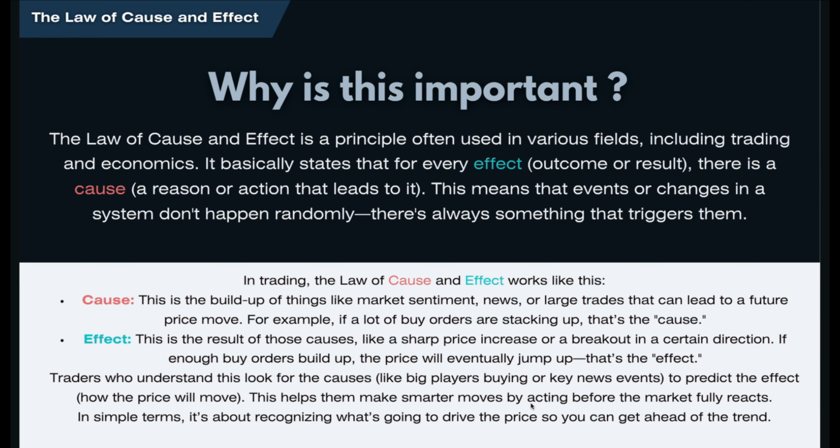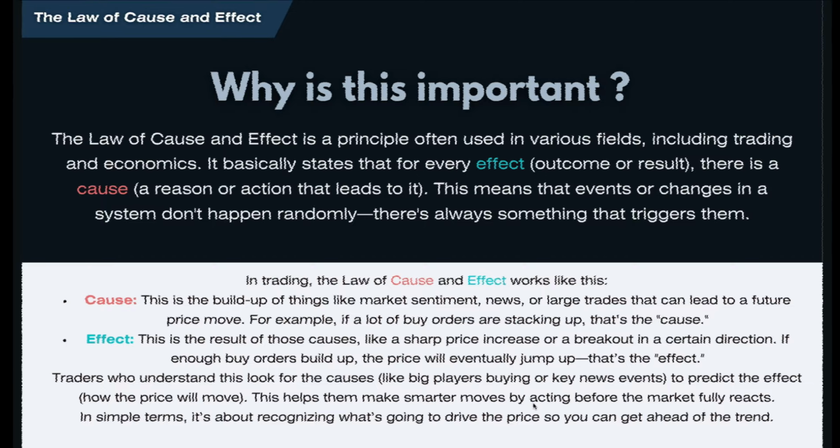Now, we'll be going over an example of how you can use this in real-time markups, but we'll get into that a little later. For now, let's move on.